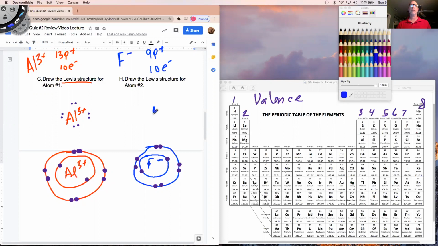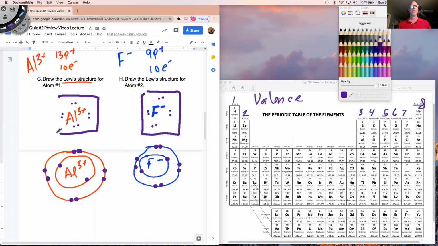And then we'll do the same thing for fluorine. So here's fluorine with a -1 charge. And we're going to go to our electron colors. There's 8 on the outside. It's going to be 1, 2, 3, 4, 5, 6, 7, 8. Each one of these, that's our Lewis structure.